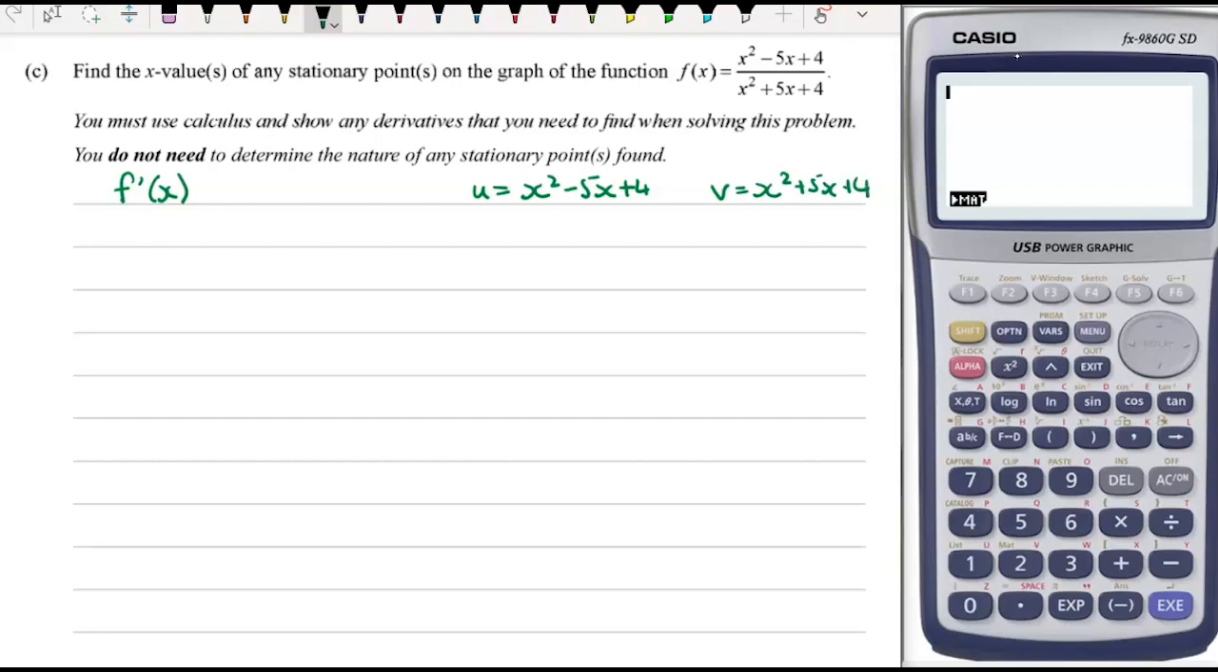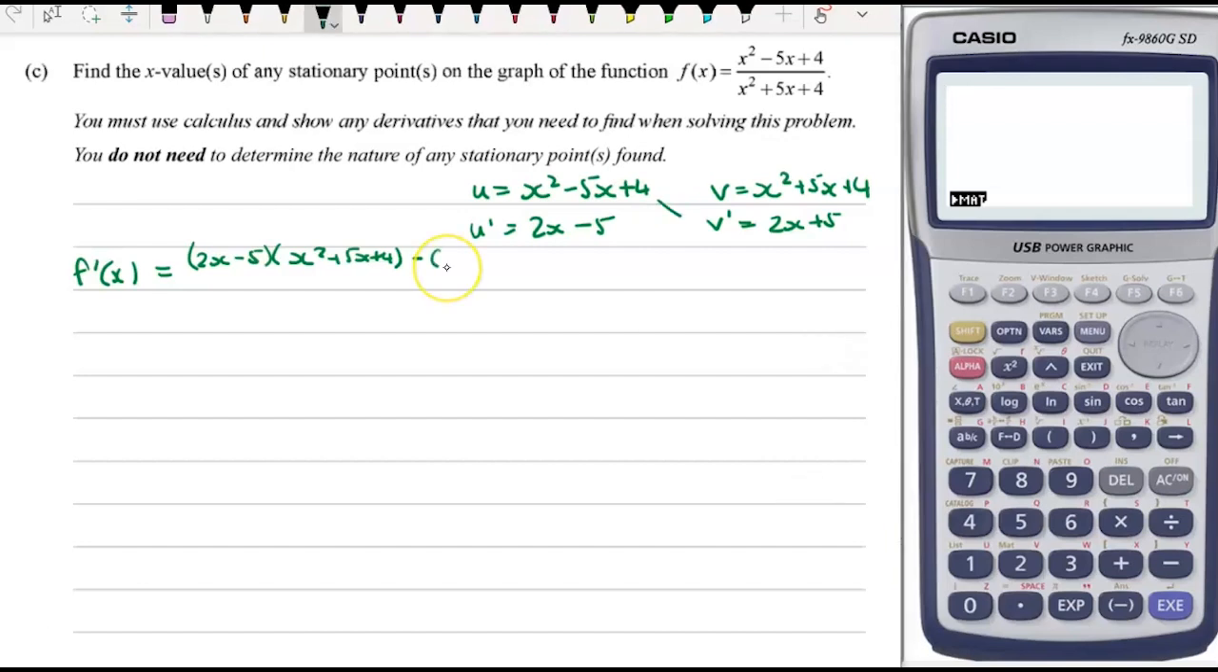So differentiate u, we get 2x minus 5. Differentiate v, we get 2x plus 5. So the quotient rule says we're going to do v du by dx. I'm going to need more room, let me pop it down here. So v times du by dx is going to be 2x minus 5 times x squared plus 5x plus 4, minus v u dv by dx.